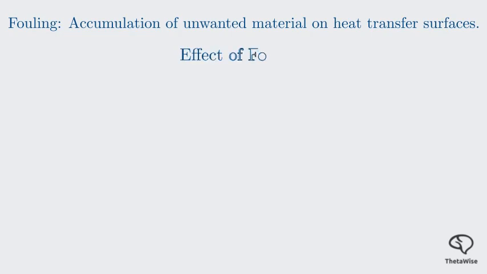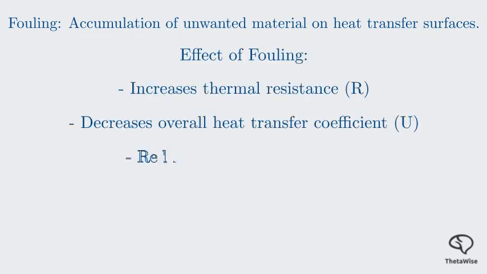Now, let's address a very important practical consideration in heat exchangers. Fouling. Fouling refers to the accumulation of unwanted materials on the heat transfer surfaces. This could be anything from rust, scale from hard water, sediment, or even biological growth. When these deposits build up, they create an additional layer of material that acts as a thermal insulator. This increases the overall thermal resistance between the fluids. As a direct consequence, fouling reduces the overall heat transfer coefficient and severely diminishes the heat exchanger's performance. It also increases pressure drop and makes cleaning more difficult.